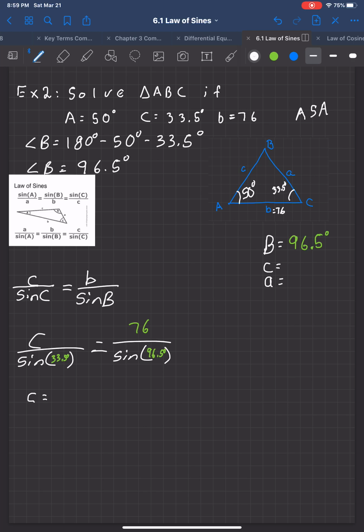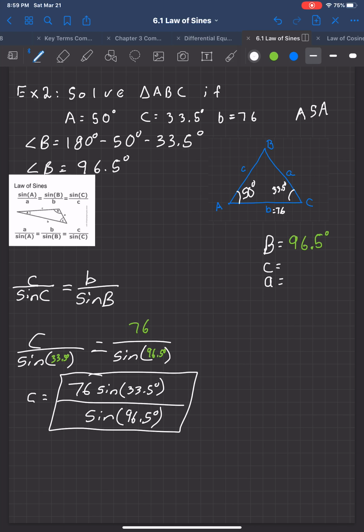So C is equal to 76 times sine of 33.5 degrees over sine of 96.5 degrees. Okay, I have not rounded at this point. What I just boxed in is the true answer. That is the actual length of C. It's only at this point where we allow for some margin of error, and we say that C is roughly equal to 42.2.